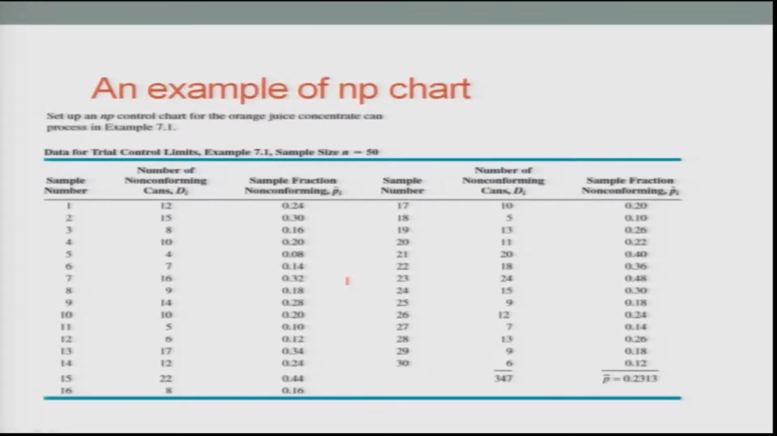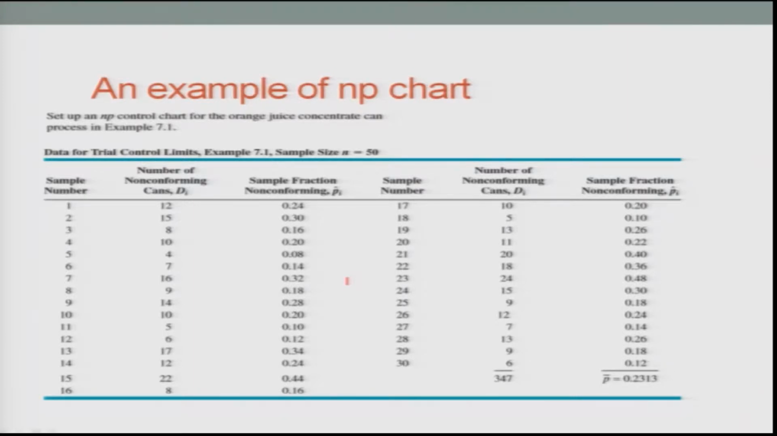Now, let us consider our NP charts. What you have is the sample numbers given on the leftmost column, from 1 to 16. The number of non-conforming cans is given: for sample number 1 it is 12, for 2 it is 15, and for the last two, the 15th sample it is 22 and for the 16th sample it is 8. So the sample fraction non-conforming would be found from this information set, and they come out to be 0.24, 0.30 for the first two, while the 15th and the 16th come out to be 0.44 and 0.16.